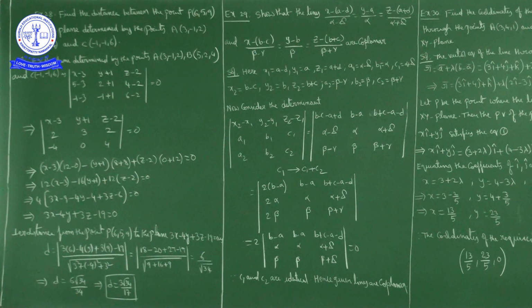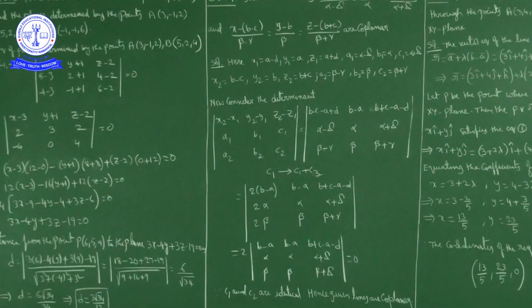Okay, now here I'll apply a column operation, that is, I'll write the first column as the sum of the first column and the third column. So C1 as C1 plus C3. Okay, now what is the advantage of this step? Adding the third column to the first column, C1 as C1 plus C3.